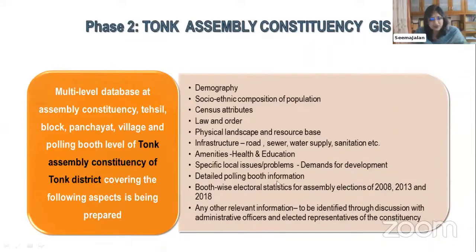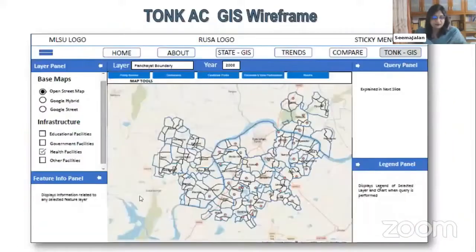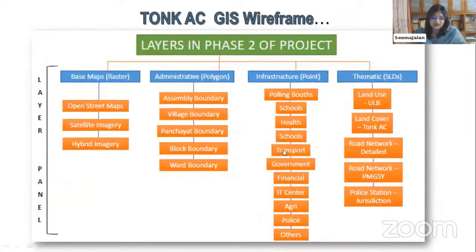Then we have detailed polling booth level results for the local government, the Vidhan Sabha, as well as the Lok Sabha elections, and all those have been put on the portal. So this is the Tonk GIS wireframe that is presently under development. And as we said, we plan to put all the infrastructural facilities and all the information on the portal. And these are the layers in the Tonk GIS framework.